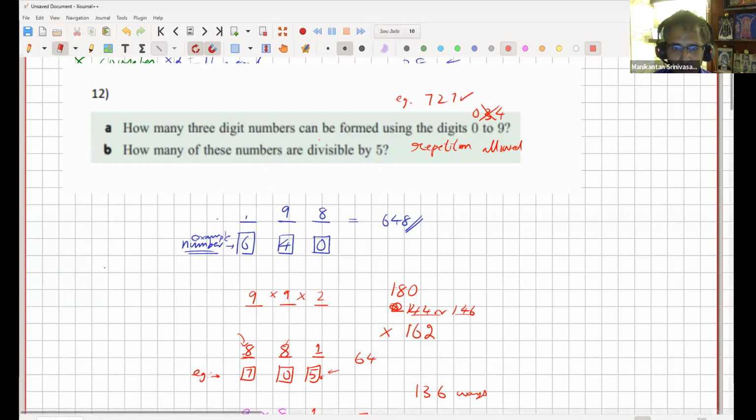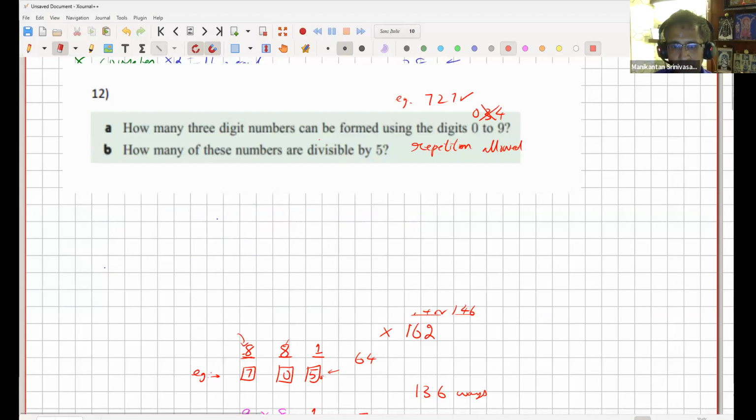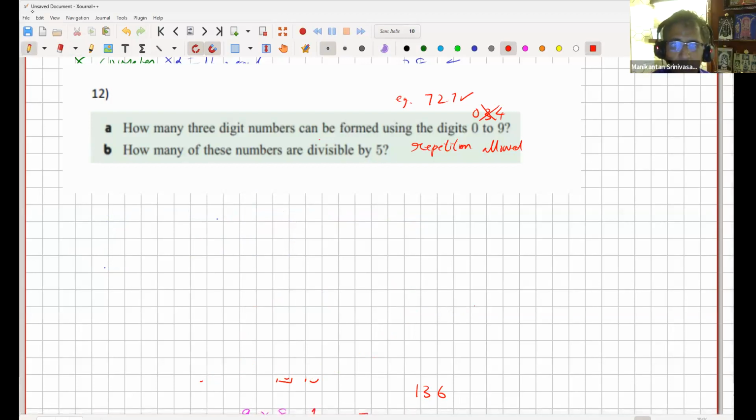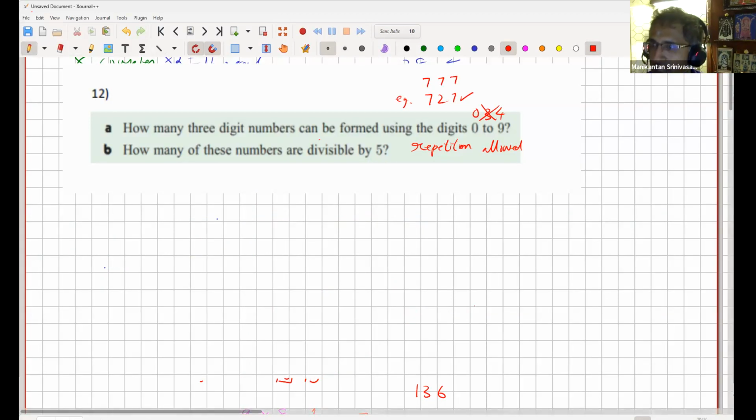Now can Sanvi, can you tell me the answer for the first part? Even if you've not done it, you can do it now as we speak. So is 777 allowed? Oh, good question. Yes, repetition allowed means all 3 also can be the same. In fact, I urge you all to take the same approach. Write a few examples and say which are allowed, which are not allowed. That way, it'll help you think.